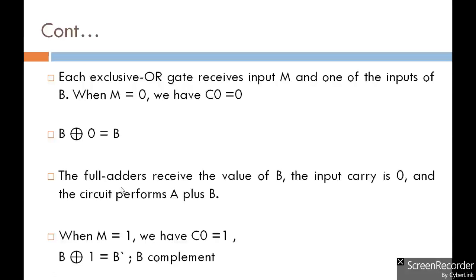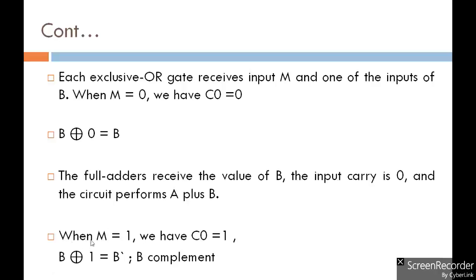So the full adders receive the value of B and the input carry. At that time the input carry is 0 and the circuit performs A plus B, because input carry C0 remains 0, as well as the input bit from operand B will also remain as it is. So it is performing the addition operation of A and B.